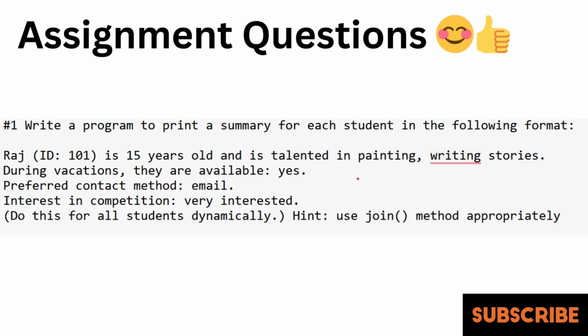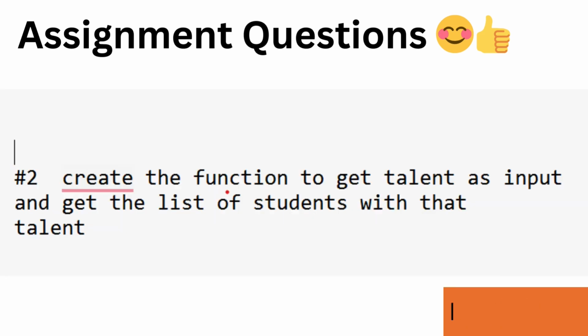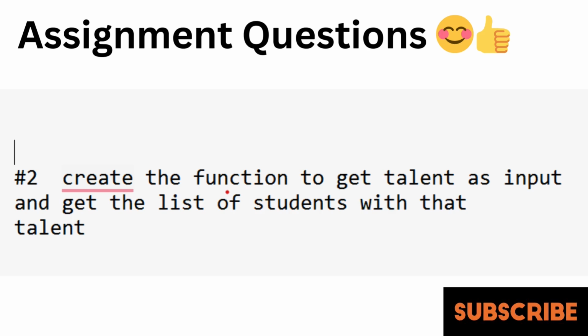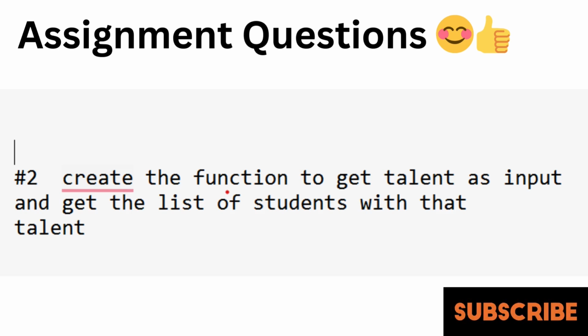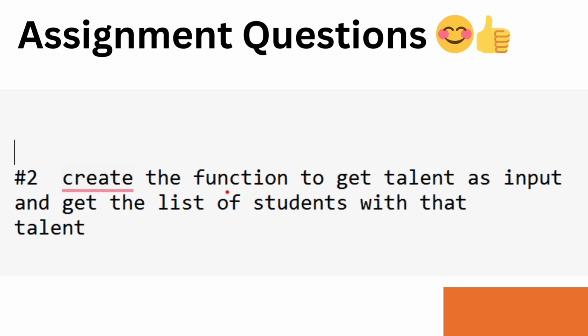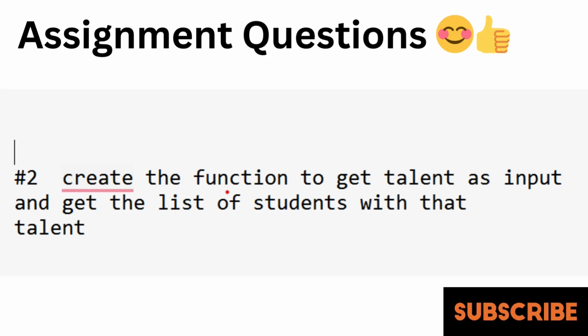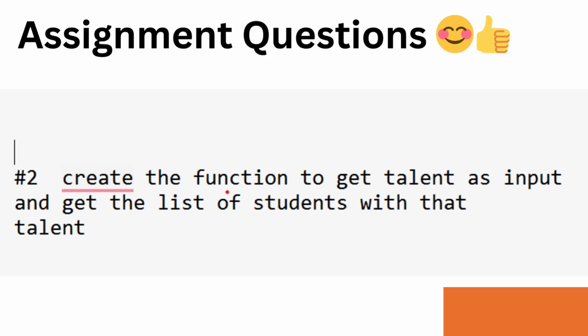Here comes the second question. You have to create a function that asks for a talent as input. Once the user enters that input, you will have to get the list of students with that certain talent. The program will ask for a certain talent to search, and if we enter chess, the output will be a list of students, it could be Raj, Ragesh or whoever it is. These are the persons with the talent of chess.